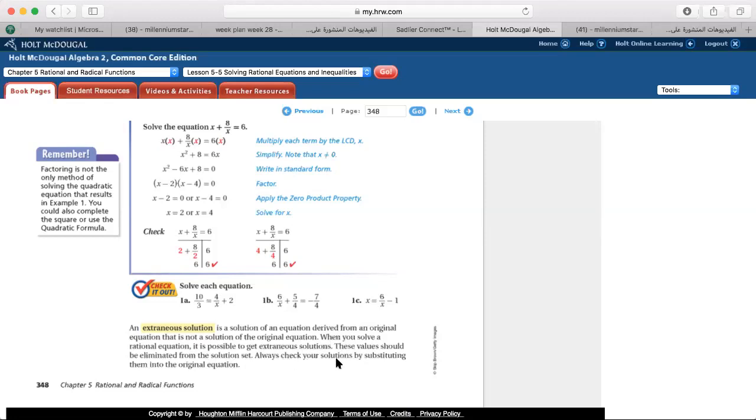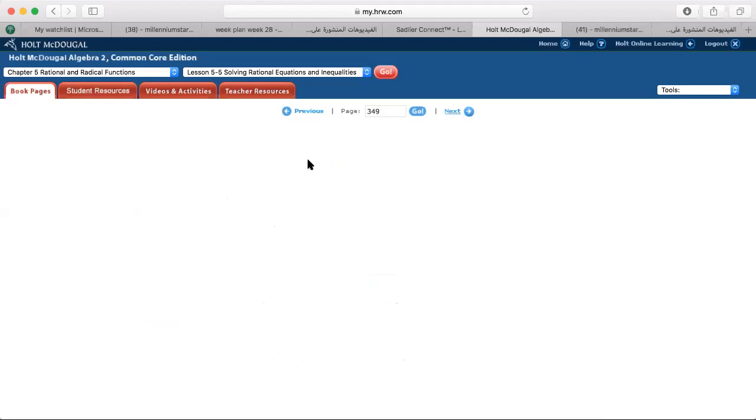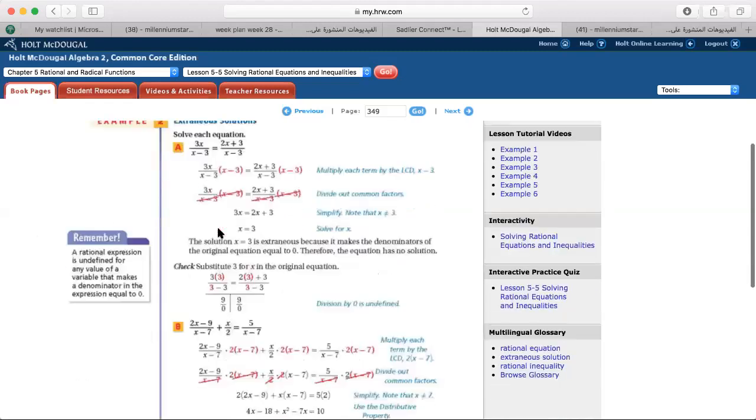Always check your solutions by substituting them in the original equation. You must always check it. Okay, girls? Let's move to the next page and see the example.